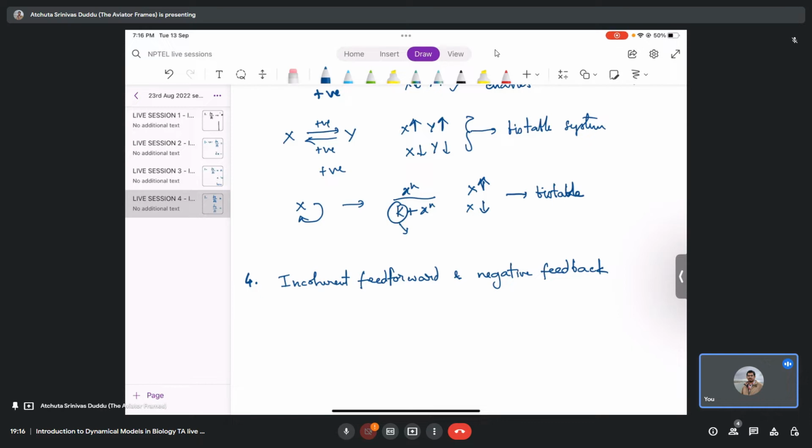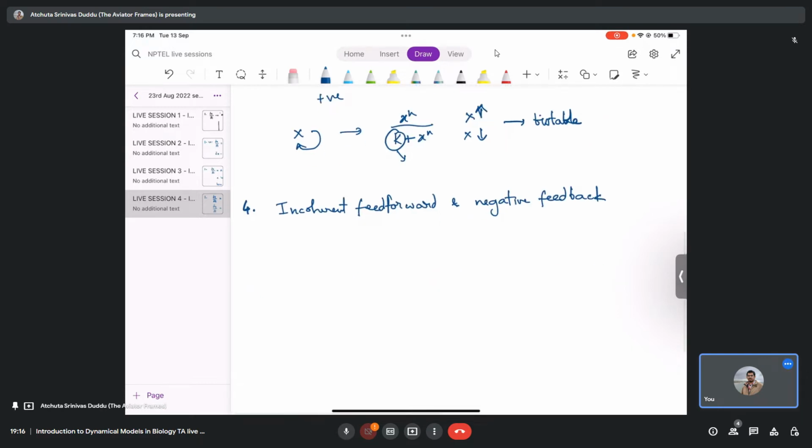So for the incoherent feed forward, we have three players in this, let's say X, Y, and Z. X is activating Z, X is activating Y, but Z is inhibiting Y. So we have a positive and a negative, right? This is the first path and the second path. The first path is positive, the second path is negative, so hence it's an incoherent feed forward loop, right?